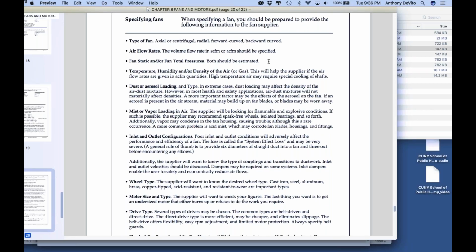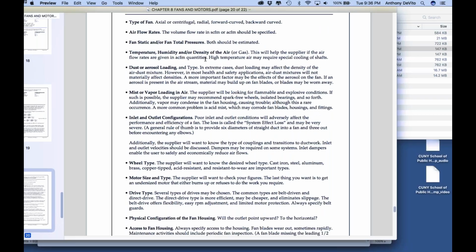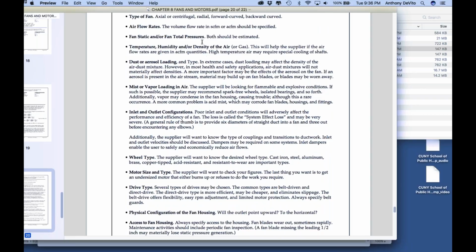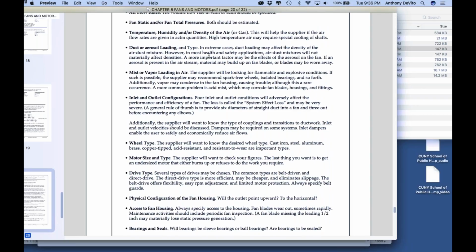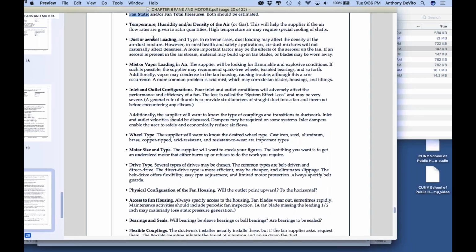So in order to specify the fan and the motor, you're going to want to tell the manufacturer what kind of fan you want. You want axial or centrifugal, forward curve, backward curve. And there's considerations there, right? Remember we talked about the forward curve one versus the backward curve one, what the issues might be for particulate or for noise. Okay, the volume flow rate, right? That's your Q. Your fan static pressure or total pressure. Usually total pressure. Sometimes they'll want fan static pressure. That was the alternative calculation.